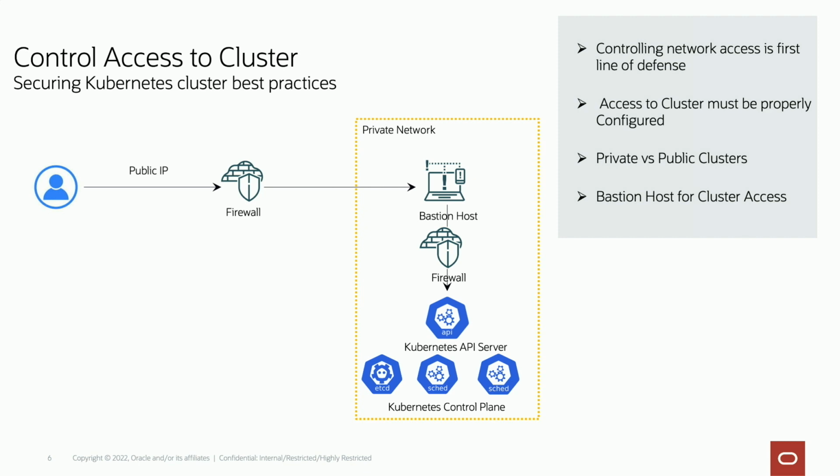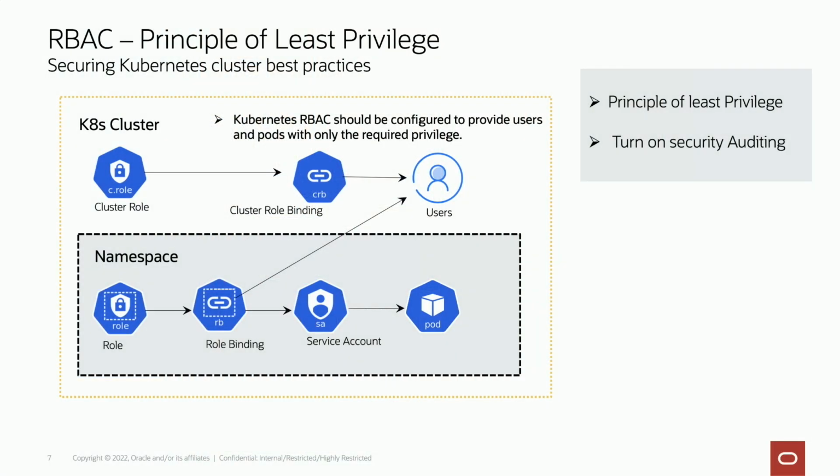Let's say you do have a private endpoint, and it's only accessible from the private network. How do you go about accessing it? A good way is using a bastion host. A bastion host sits between the public network and the private network. Users need to log into the bastion host, and then they're able to access the API server. So you want to put a network perimeter around your Kube API server.